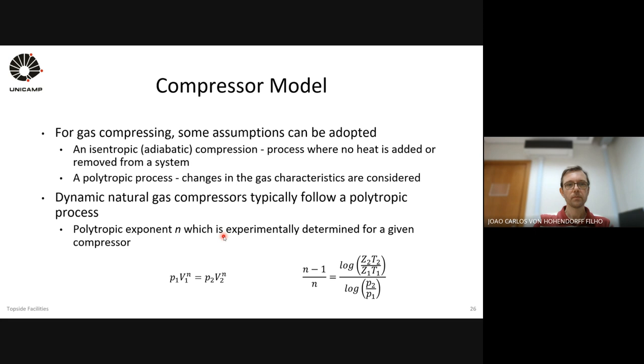So we can assume different processes for compression. We can use an isentropic compression. It's an adiabatic process where no heat is added or removed from the system. It's not common. We generally verify a polytropic process because we have changes in the gas characteristics. You can change the temperature of the system. You can change the heat.